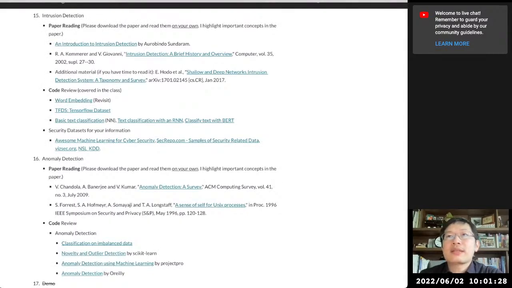So we will stop right here, and you can see that we have several codes like a basic text classifier, text classification with RNN, classifying text with BERT, and there's some other one below under anomaly detection, which is classification on imbalanced data. We'll go over all those codes in the next 2 hours. So you can click those links and maybe download the code, or open it in your Colab. That would be the material in the next 2 hours.